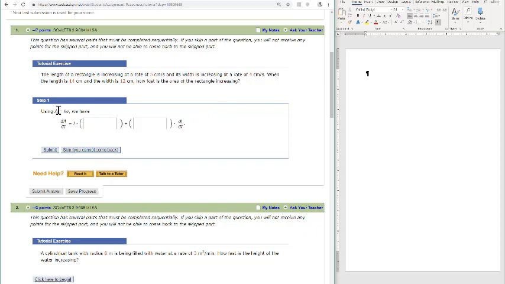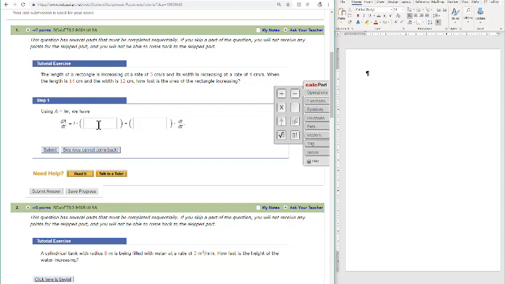So it looks like we're going to want to use the area formula. Area is equal to length times width. And so we're going to take the derivative of this, and the derivative of the area is going to be a product, because L is going to be a function of time. It's increasing with respect to time, and W, the width, is also a function of time. So it looks like we have the first times the derivative of the second.